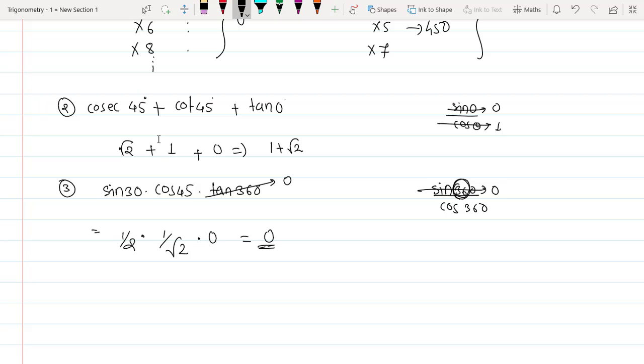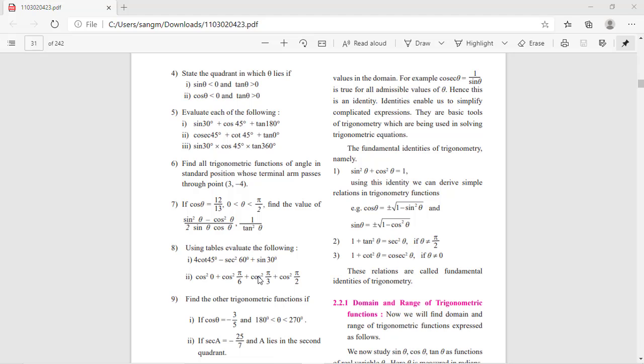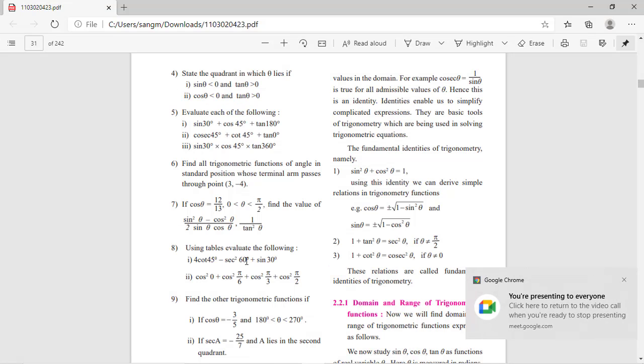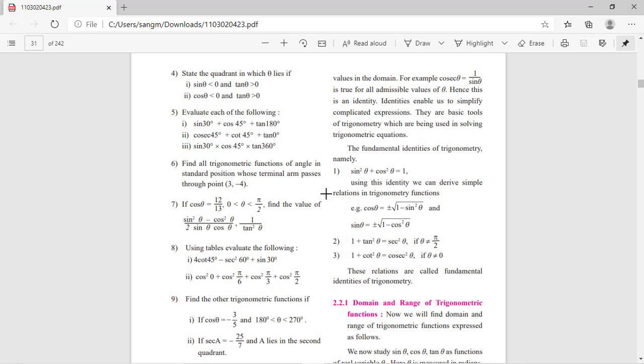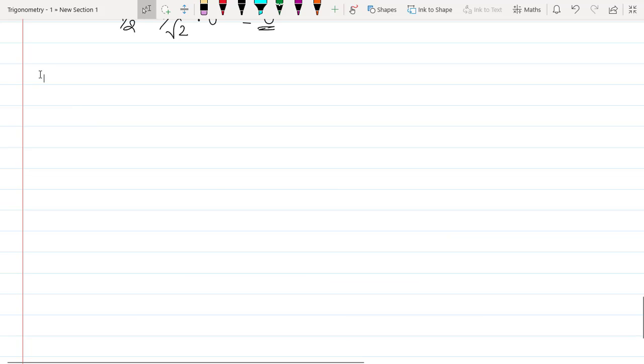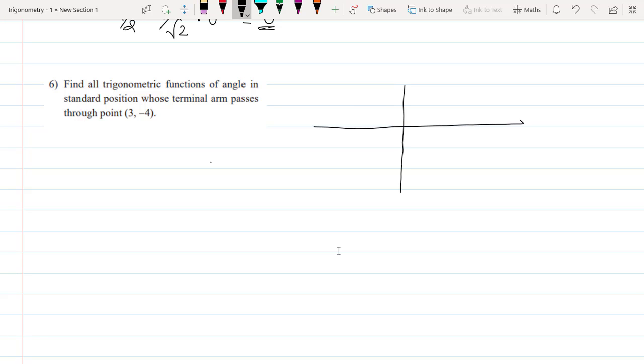Yes. Good. Let's take the next one. Find all trigonometric functions of the angle in standard position whose terminal arm passes through the point 3, minus 4. Can you solve this question? Who will solve this question? Please, can you help me?